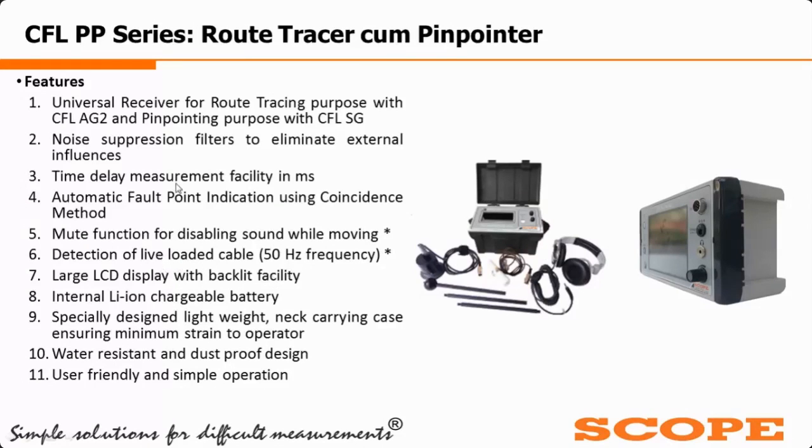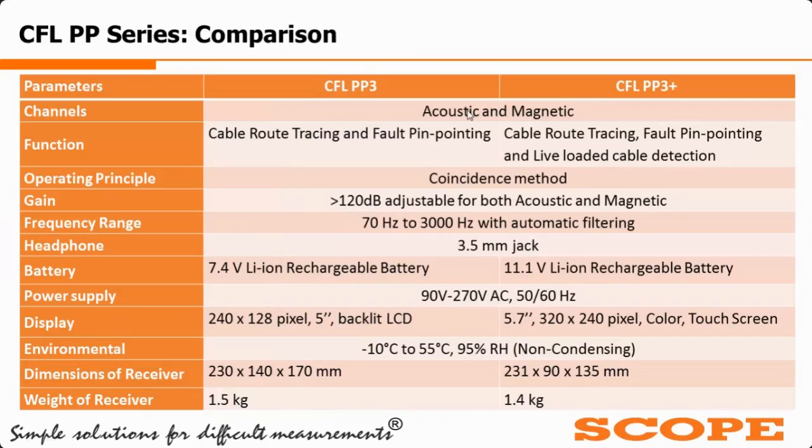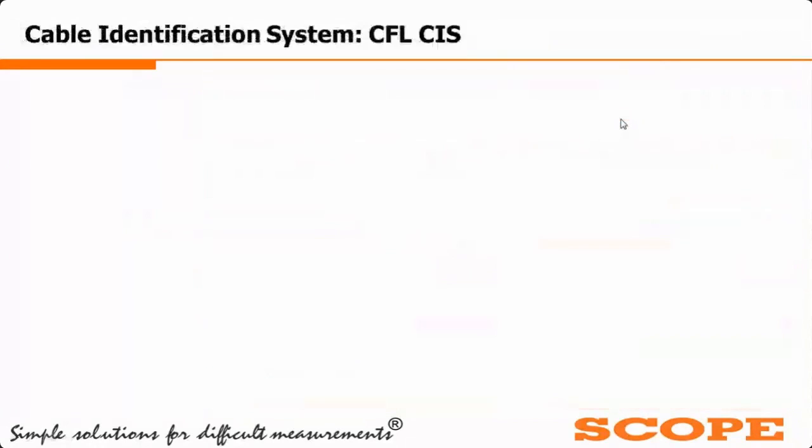These advanced functions are offered. Also, it offers automatic fault location using the coincidence method. This is a short comparison between these two models, in which the PP3 Plus has a touchscreen operated color display, advanced mute functions, and wide frequency ranges. The next one, this is all about the cable fault route tracer and pinpointer series.